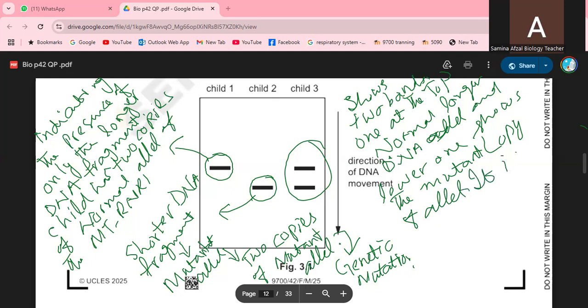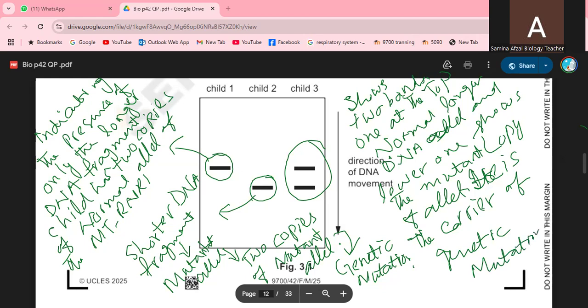It is the carrier. He is the carrier. Carrier of genetic mutation. So these are the explanation of these bands which they have shown.